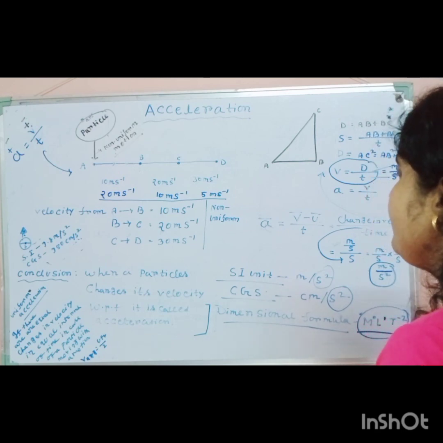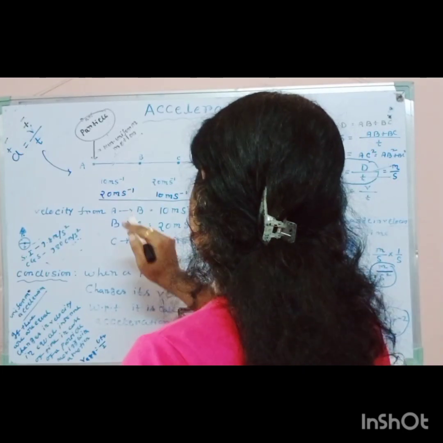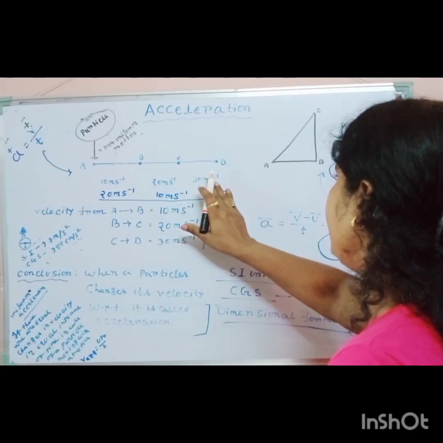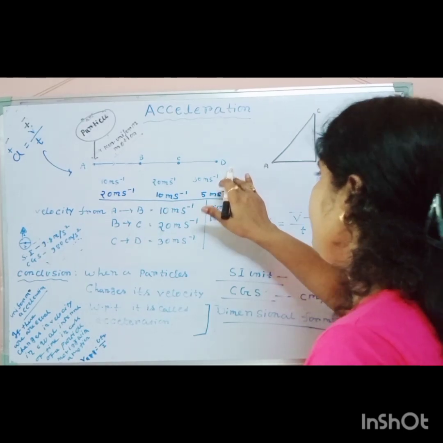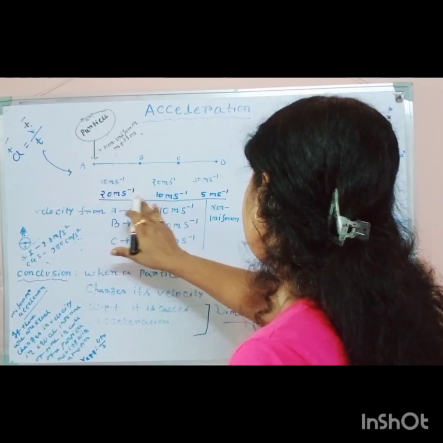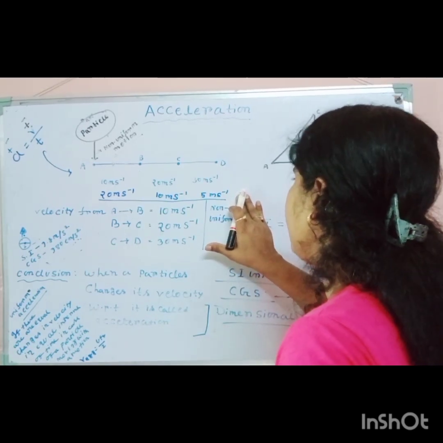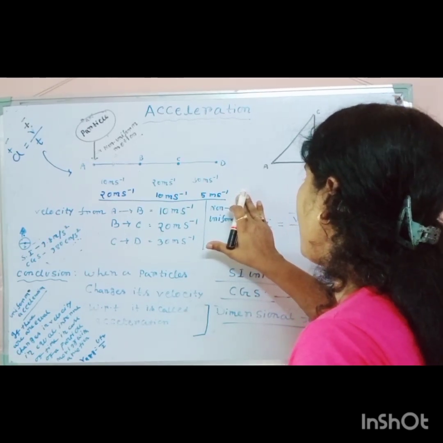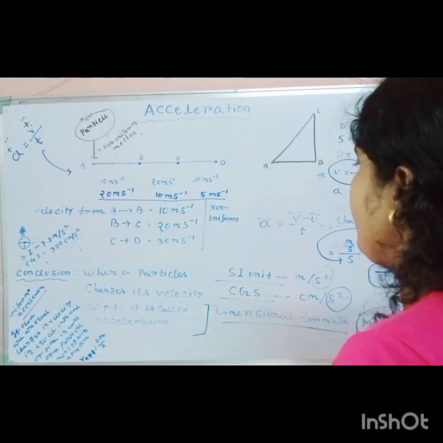On the other hand, if a particle moves with increasing velocity, then acceleration will be positive, and if a particle moves with a diminishing velocity, then the acceleration will be negative, and such type of acceleration is called retarding acceleration.